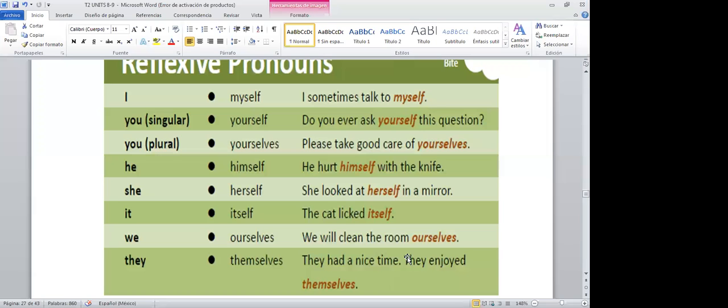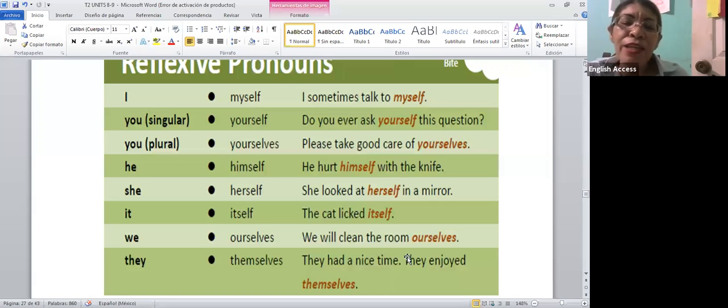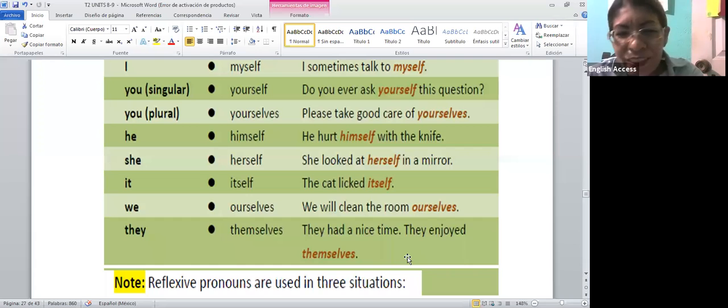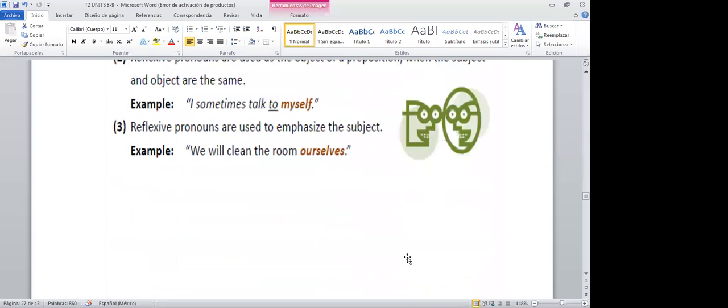For themselves, it says they had a nice time. They enjoyed themselves. So they had fun, and they had a great time. So they enjoyed themselves, okay? So these are the reflexive pronouns. Remember, when you do an action on your own, nobody else is there. It's just you with the action. I don't know if you understand this part, guys. Yes, I think so.